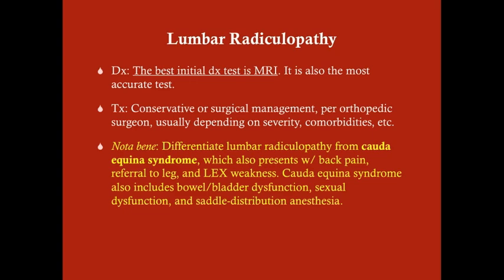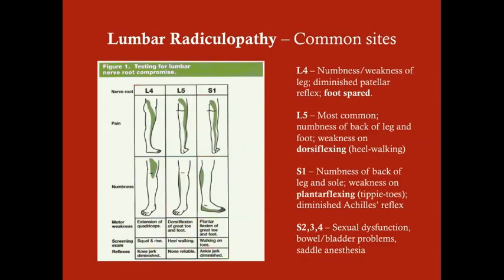Again, it's important to differentiate lumbar radiculopathy from Cauda equina syndrome, which also presents with back pain, similar sensations, referral to the leg, lower extremity weakness, paresthesias, numbness, and so forth. With Cauda equina syndrome, it tends to include bowel and bladder dysfunction, sexual dysfunction, and saddle distribution anesthesia, which would be anesthesia more over the perineum, down here, around the butt.